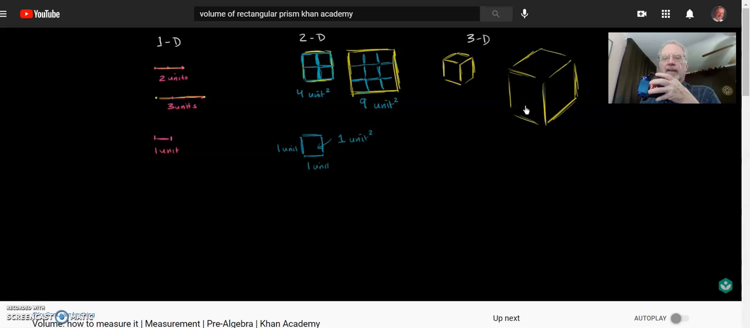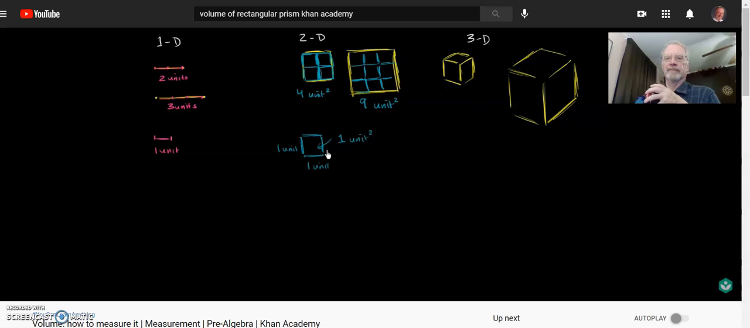And remember, volume is just how much space something takes up in 3 dimensions. Area is how much space something takes up in 2 dimensions. Length is how much space something takes up in 1 dimension. But when we think about space, we're normally thinking about 3 dimensions. So how much space would you take up in the world that we live in?